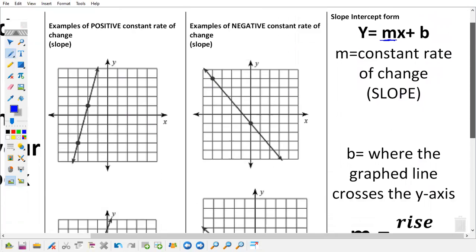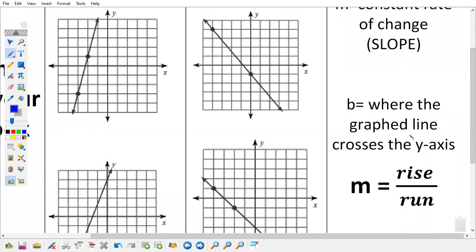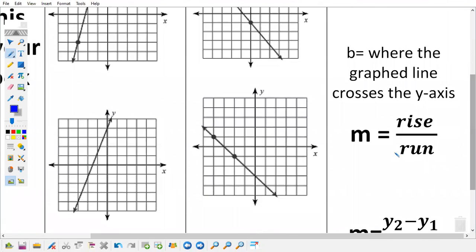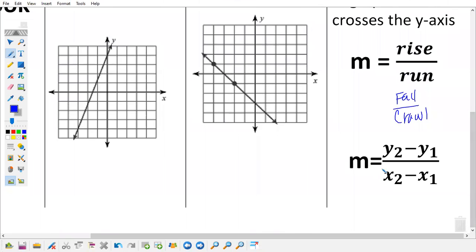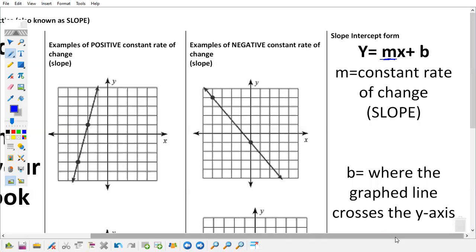Your b in the equation, y equals mx plus b, is where the graph crosses the y-axis, right? Do we agree? And then lastly, to find your slope from a graph, if you can, you just do rise over run, okay? Some teachers may also call it fall over crawl. You also can go down and then go, right? So you can fall and crawl. To find the slope from a table, we would be using y2 minus y1 over x2 minus x1. Does all this ring some bells? All right, so we're going to start with the graph here.